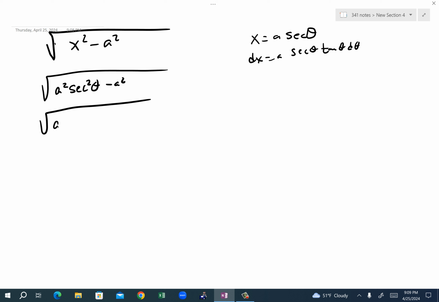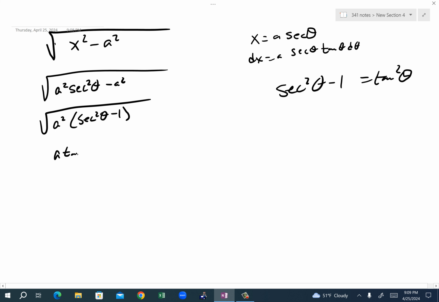And then, of course, you pull the a squared out, and you get secant squared theta minus 1, which, from that same one we just did a minute ago, is tangent squared. And so this becomes a tan theta. Those are the three things that we'll be doing. That's it. That's all.